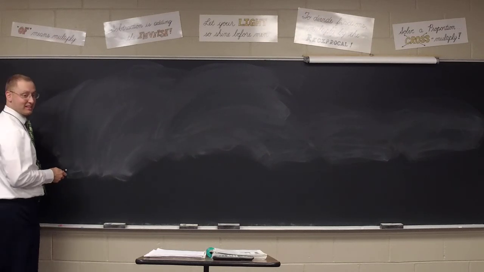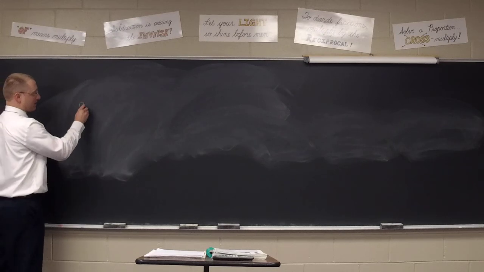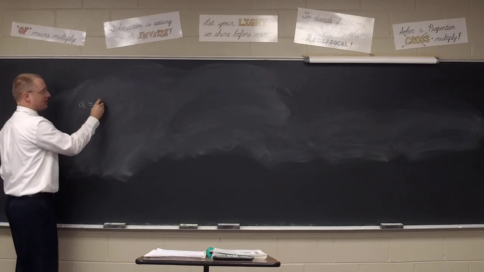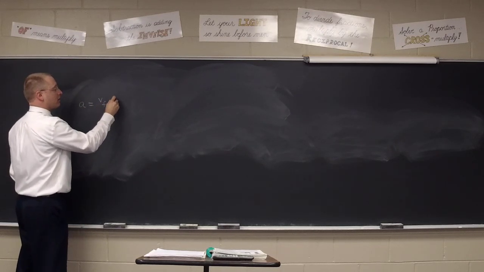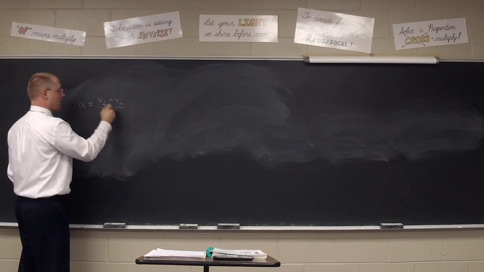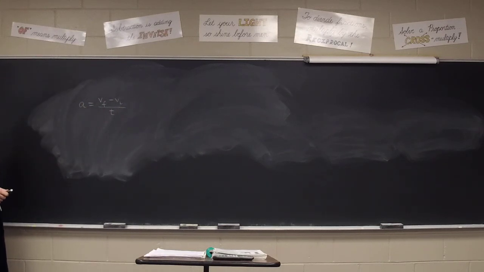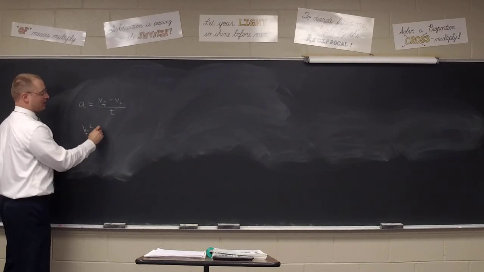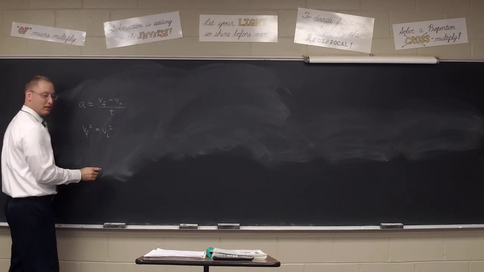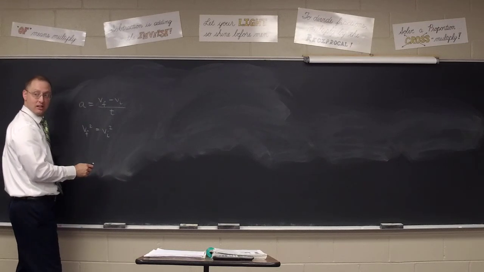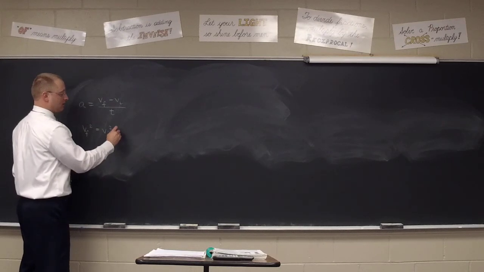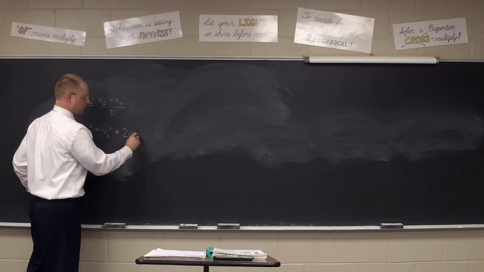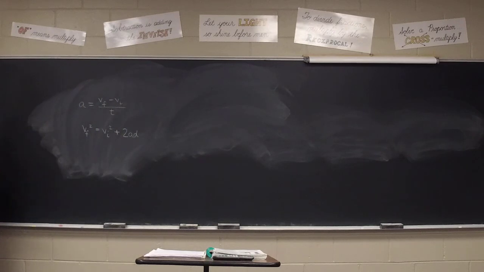All right, so we have A equals V sub F minus V sub I over T. All right. Audrey, give me another you remember. V sub F squared equals V sub I squared plus 2AD. Very good.